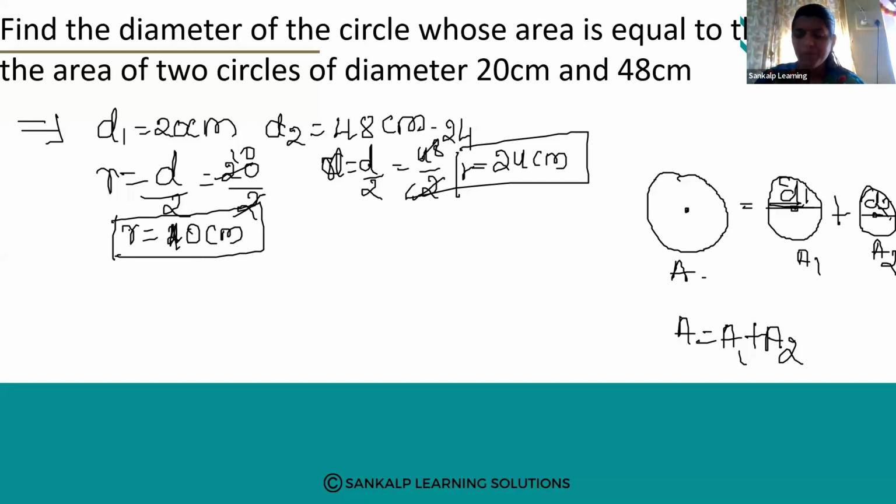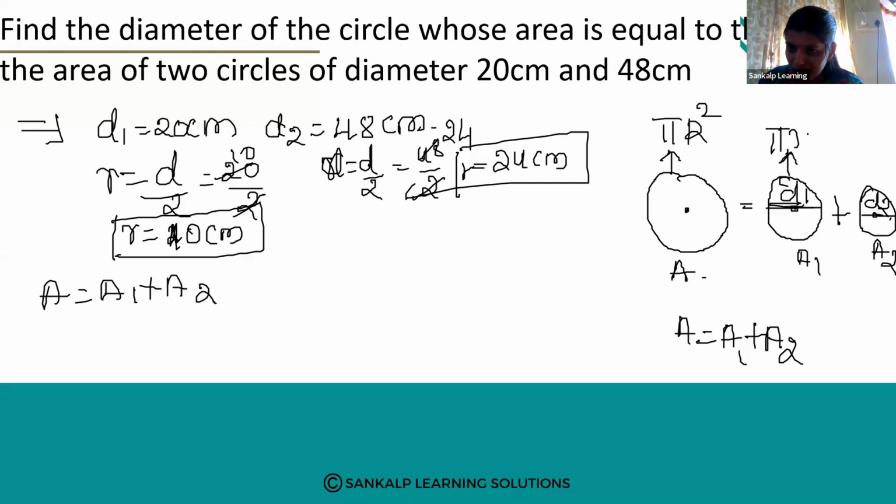Okay. So here, the area of the big circle is equal to the sum of the areas of two circles. That means A is equal to A1 plus A2. Right? Areas of two circles. So this big circle is equal to these two areas. Therefore I can write it as A is equal to A1 plus A2. Right? So this circle area I will write as pi r square. Okay, pi r square, and this is pi r1 square.